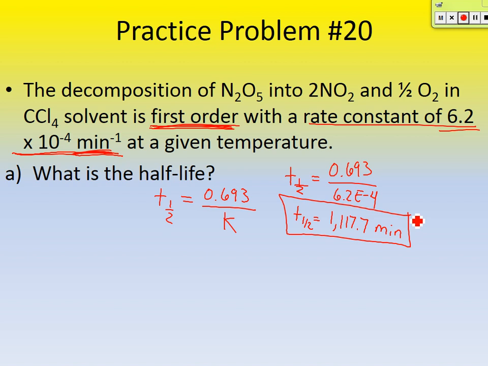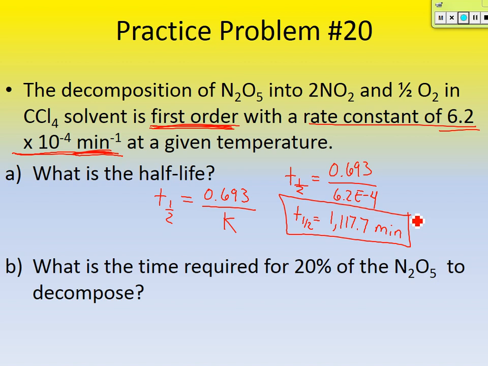Very easy. Now, I'm going to give you a problem that's not so easy. I'm going to work this problem with you. Please pay attention because it will be tested. On part B, it says, what is the time required for 20% of dinitrogen pentoxide to decompose? Now, can we use the half-life equation here? No. 20% is not half, is it? No. So if 20% reacts, that's not a half-life question. So we can't use the half-life equation.